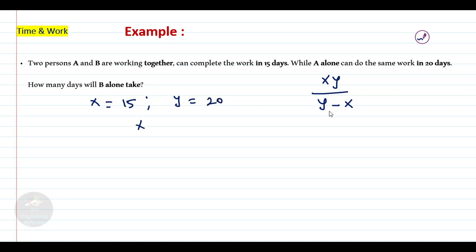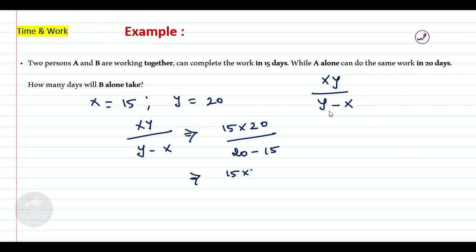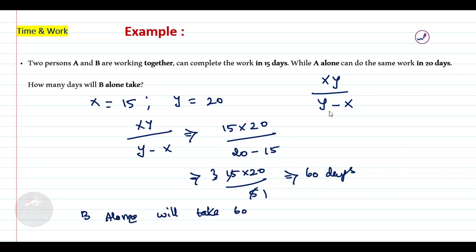Let's write the formula once again, which is 15 into 20 divided by 20 minus 15. We know the value, which is 15 into 20 divided by 5. 5 threes are 15, so it's 3, that is 60 days. B alone will take 60 days to complete this piece of work. Okay.